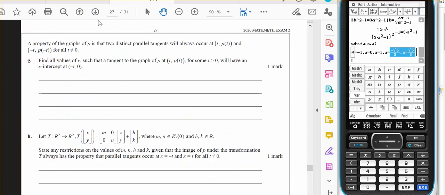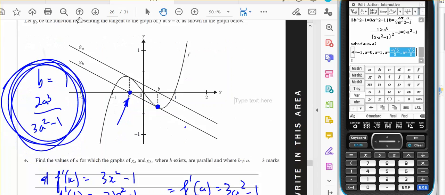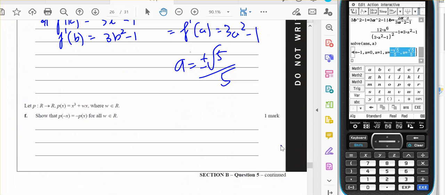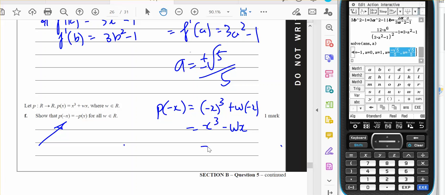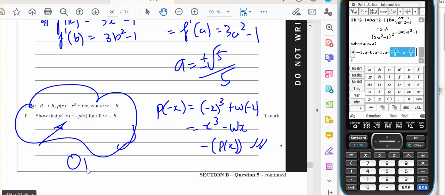Over the page, golly, oh no, down the bottom of the previous page. They're showing us that these are odd functions. So the feature of reflecting over the y-axis gives you the same as taking the original reflecting over the x-axis. So p of minus x would equal minus x cubed plus w times minus x, which is minus x cubed minus wx, which is negative p of x, therefore shown. Now, they did that so that I knew they were odd functions. So if you reflect it over the x and y axis, you get the same thing.